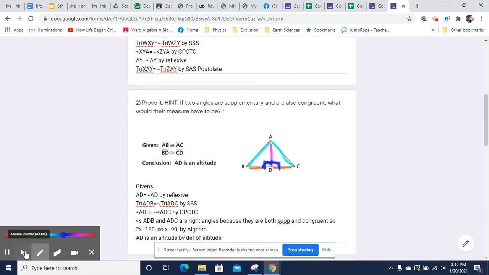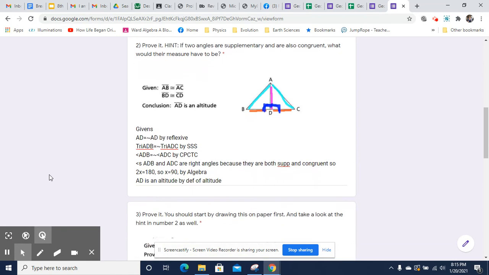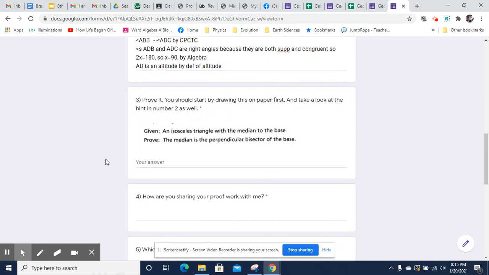Okay, one last proof for this do now. Now here, we've been told given an isosceles triangle with the median to the base. That's what we've been given. We are supposed to prove that the median is the perpendicular bisector of the base. So there's no diagram. So what do we do?